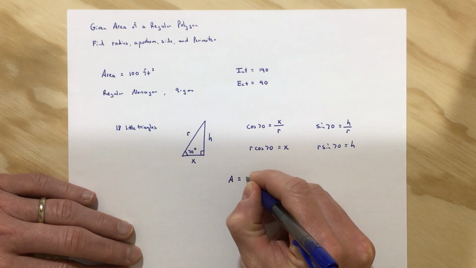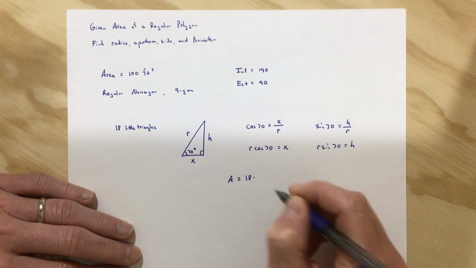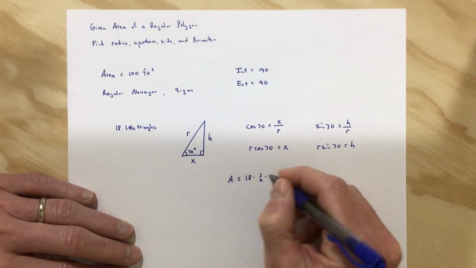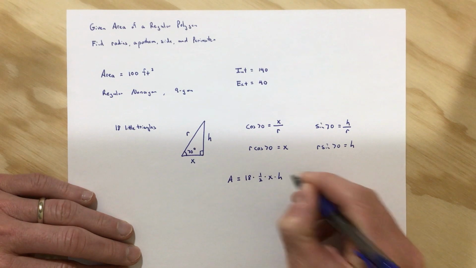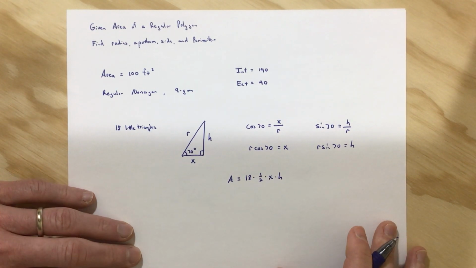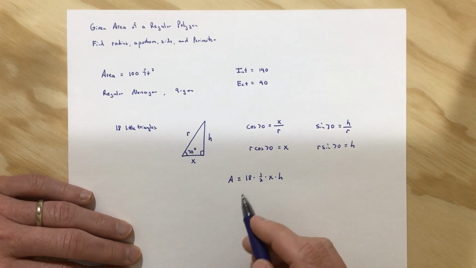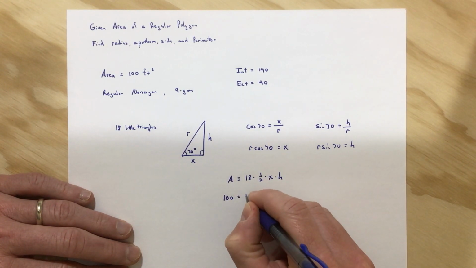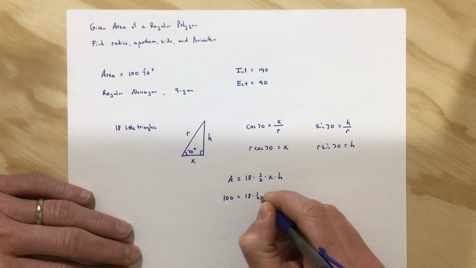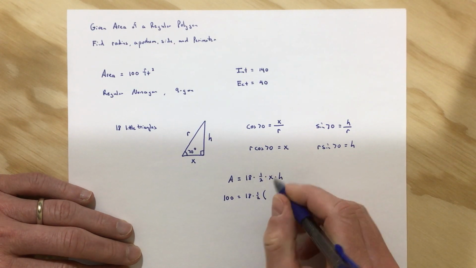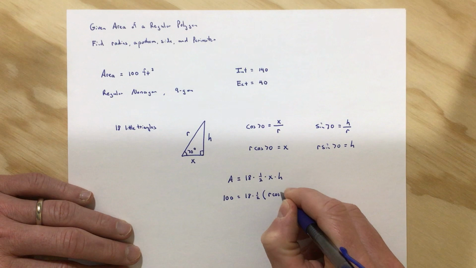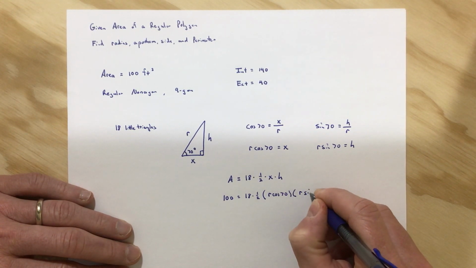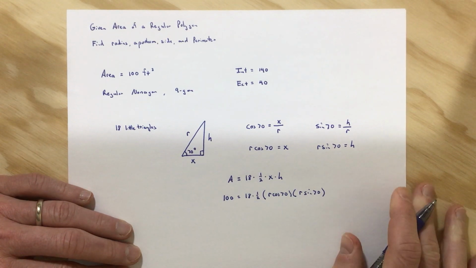Okay, so then what did we say about the area of the nonagon? The area of the nonagon should be 18 times the area of the little triangle. The area of the little triangle is 1/2 base times height. Okay, now let's plug in. We know that the area of the nonagon is 100. We know that x really is r cosine 70, and that h is r sine 70.